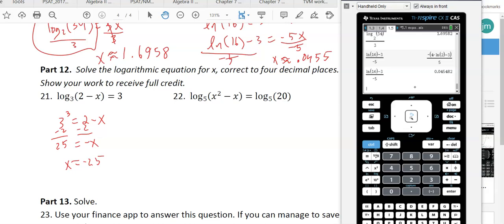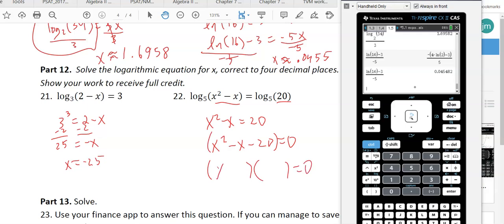This one, well, that must be equal to that because our log of something is log of something. So x squared minus x equals 20. Set it equal to 0. It's a quadratic. x squared minus x minus 20 equals 0. I'm guessing 4 and 5 here. Let's see. So x and x, 4 and 5. Bigger number negative. x equals negative 4, x equals 5. Check your answers.